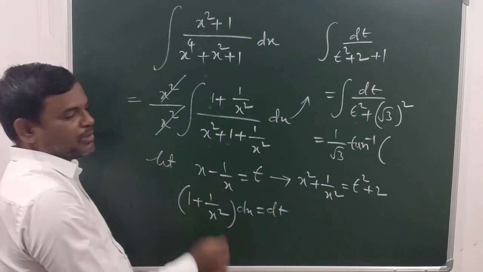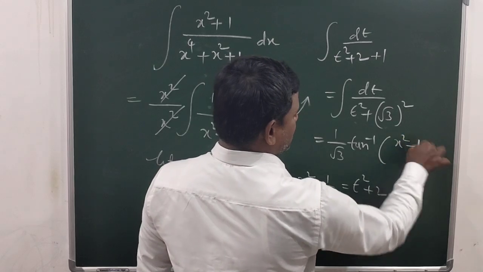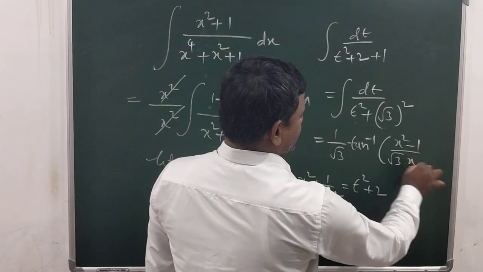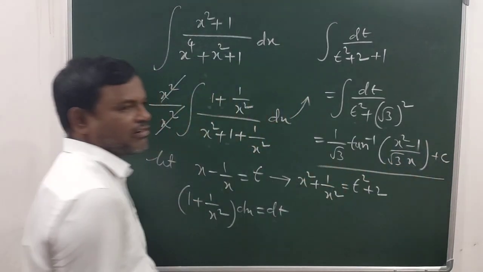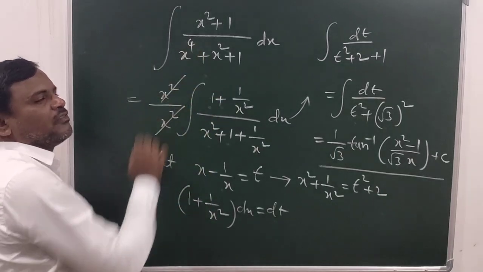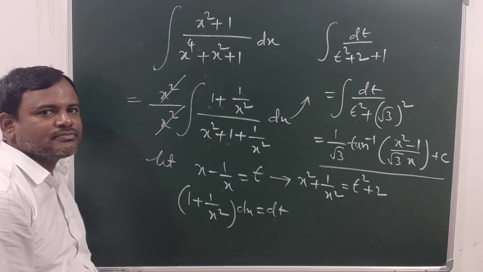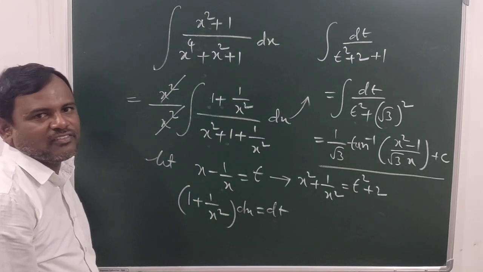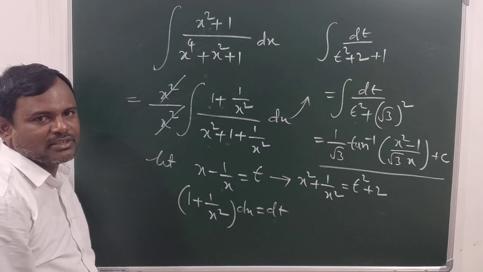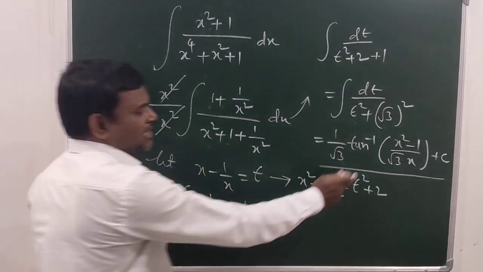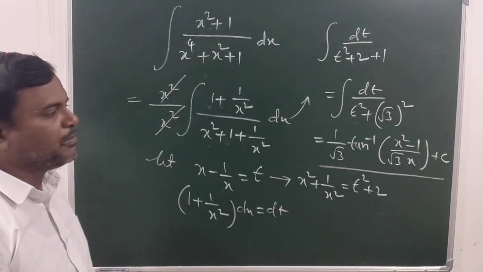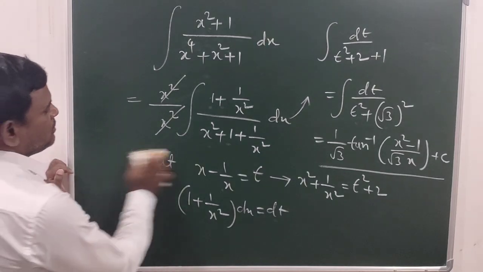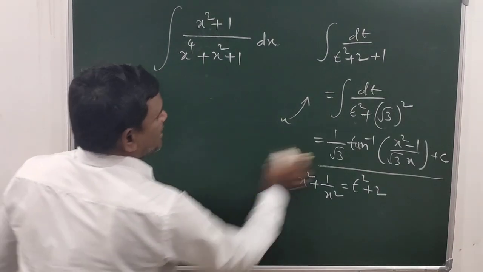t means what? x minus 1 by x. So after simplifying, you will get (x square minus 1) by root 3 x, plus c. So this is your required result for the integral of this function. This is one of the rational polynomial functions, or you can say a rational fraction, or simply a rational function. The integral of this rational function is 1 by root 3 tan inverse of (x square minus 1) by (root 3 x) plus c. Okay students?